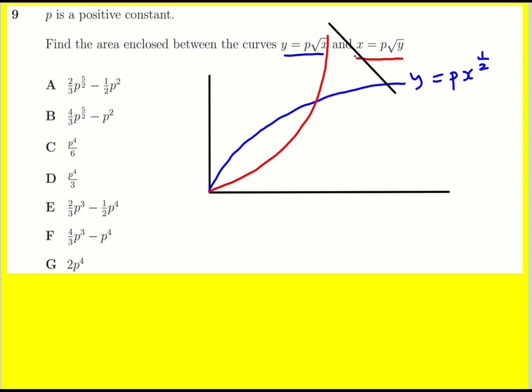And if you're not convinced, what you can do is square it. We get x squared equals p squared y. So y is equal to x squared over p squared. You can see I get a quadratic. It does look like a quadratic.